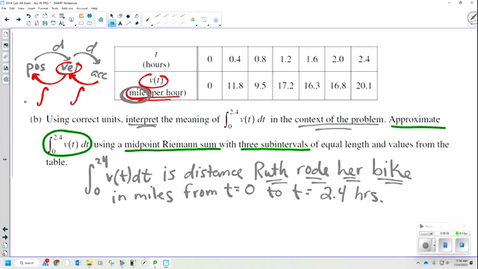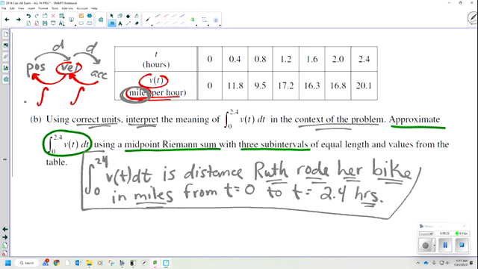Okay, using correct units. So you need to have miles and hours in here, okay? This covers everything that asked of us perfectly. Yes, you could have written it several different ways. This is just one of the several different ways we could have done this, all right?